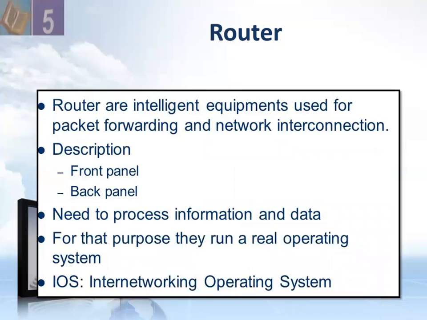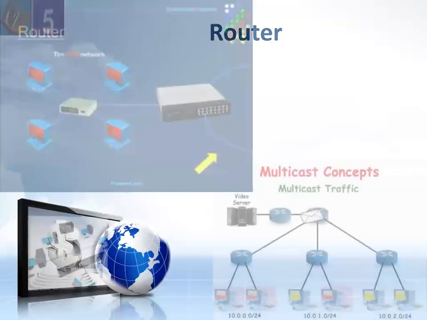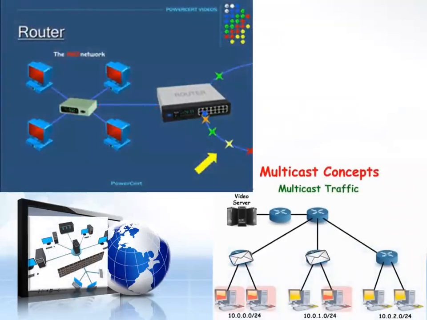So here we have a description, front panel, back panel. At the back panel, we have ports where we can attach our devices. They need to process information and data. For that purpose, they run a real operating system, an internetworking operating system. So once again, here you can view the routing of your data. So the router basically is used to connect over the internet. When the computer is sending data to another computer on the internet, the router receives the data packet.